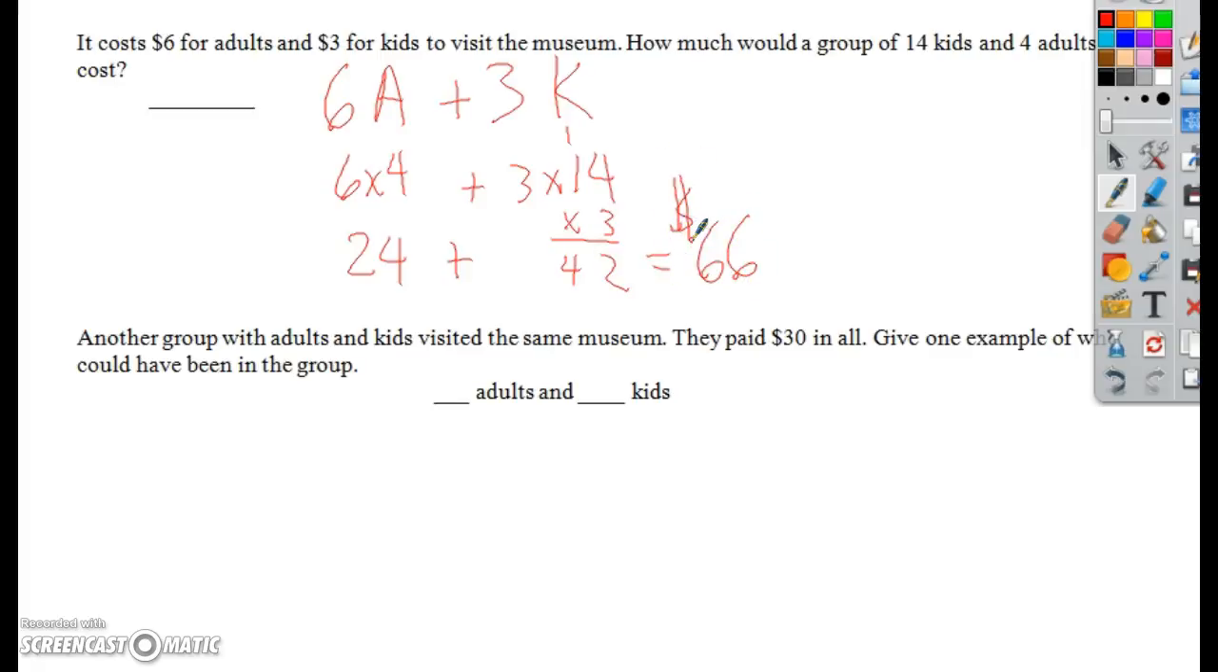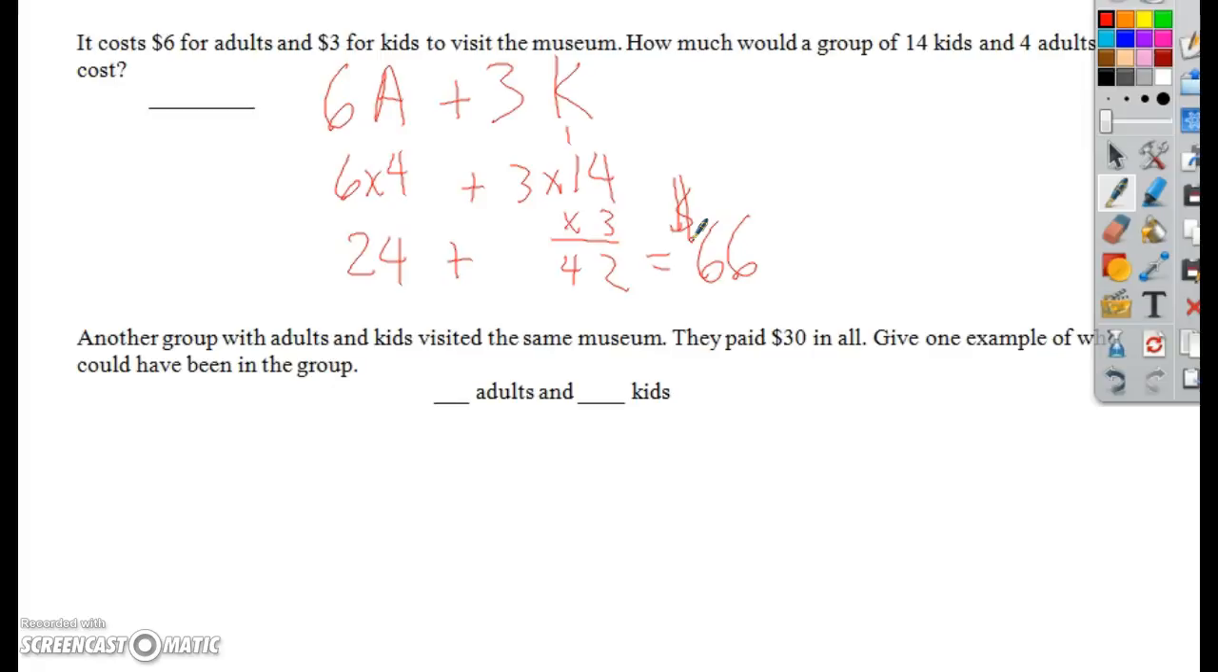Another group with adults and kids visited the same museum. They paid $30 in all. Give an example of who could have been in the group. Okay. This is sort of like what we just did with the wheels on the motorcycle and the cars.